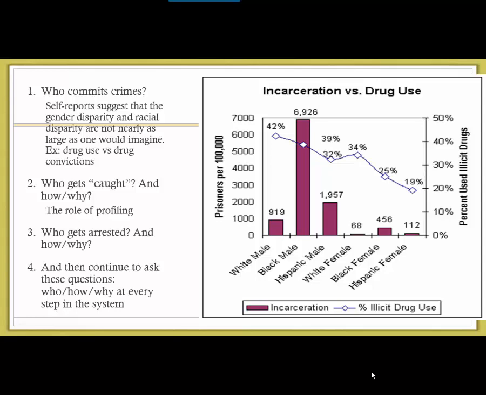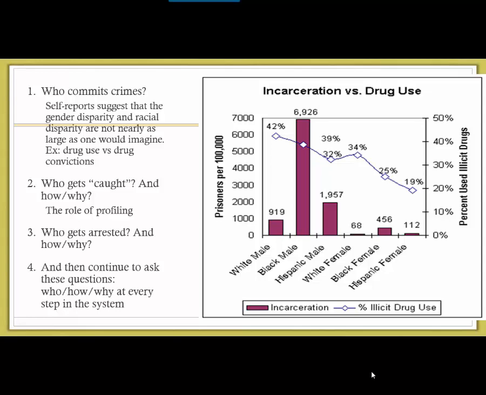But when we look at who's incarcerated for drug use, black men are overwhelmingly more likely to be incarcerated, and much more so than white men and white women, who are the next largest group of users. Then Hispanic men come next with drug use. And that raises questions, especially with drug use, about who gets caught, and how and why. So this isn't for selling drugs, just for drug use. How would someone be caught if they were using drugs?